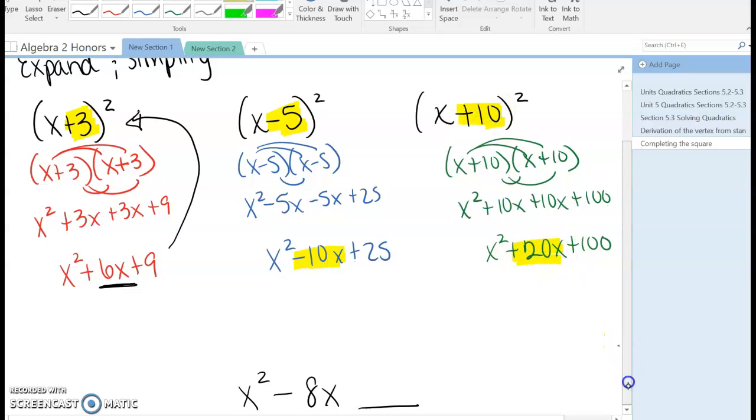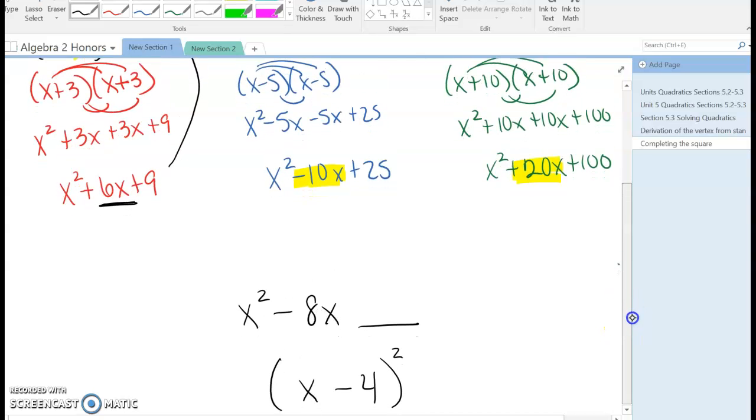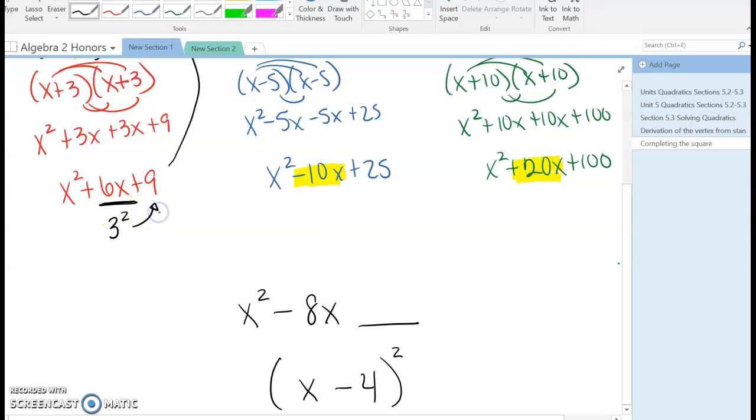So when I go to write my square for this, if I want to write this as a quantity squared, I take negative 8, I'm going to cut it in half. So it's going to be negative 4. Okay, and then the final term, if I think about how that relates, right, that plus 9 comes from if I had taken half of 6, right, and then I square it to get the 9. Let's see if that works here. Take half of negative 10, square it to get 25. Half of 20, square it to get 100.